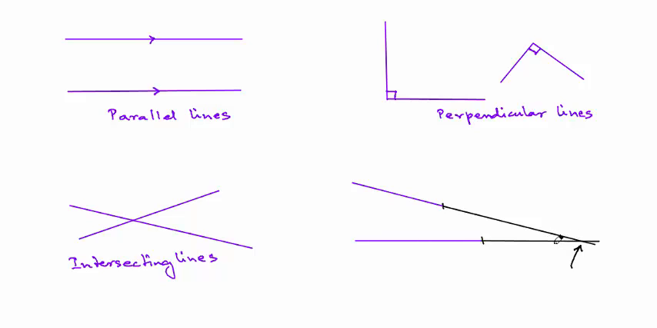So let's keep in mind, you may or may not see the point of intersection on the picture, but that doesn't mean that the two straight lines are parallel. You got to look at the distance between the straight lines and figure out if it's fixed or it keeps changing.